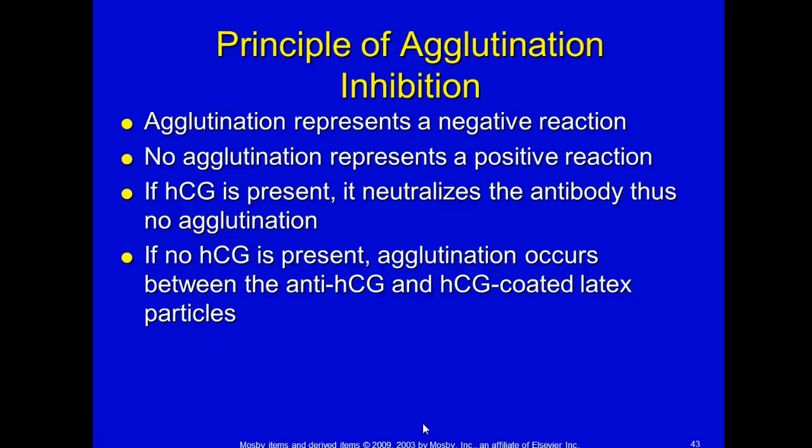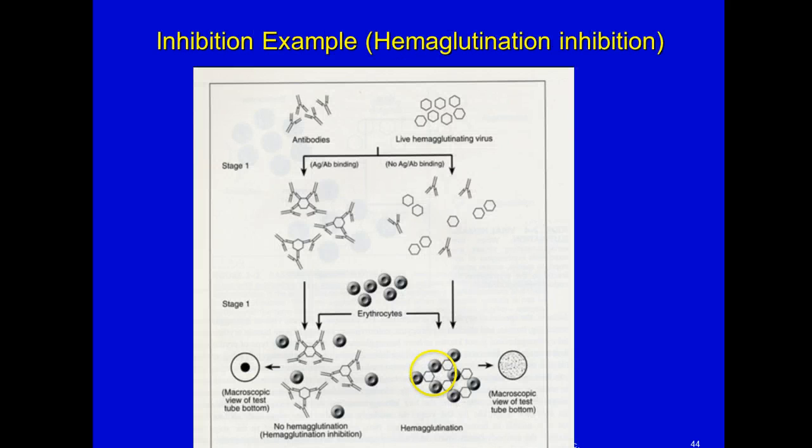Okay, so then we also have agglutination inhibition. This is opposite of what you would think. If agglutination is present, it means that the test is negative. This isn't used very commonly, but if you do hear agglutination inhibition, just know that if agglutination is present, the test is negative. If this were to be used in pregnancy testing, HCG neutralizes the antibody and there's no agglutination present. If no HCG is present, agglutination occurs between the anti-HCG and the latex, and that would be a negative result.